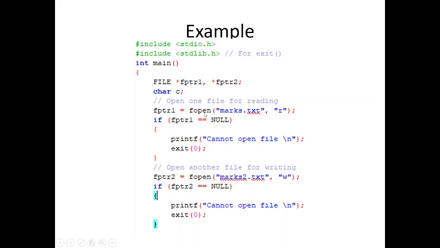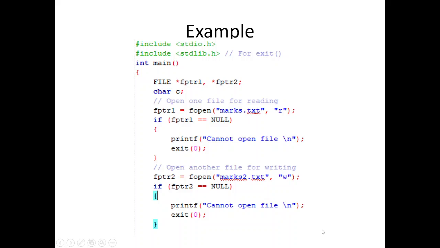In case it is a success, it will return the pointer. In case it is not successful, that is failure, then it will return the null character. So we are checking whether it is null or not. If it is null, then we are going to terminate the program, right? Likewise here, we are opening the second file in the write mode and we are going to check what happens. If it is a success, then we will move to the rest of the program, right?